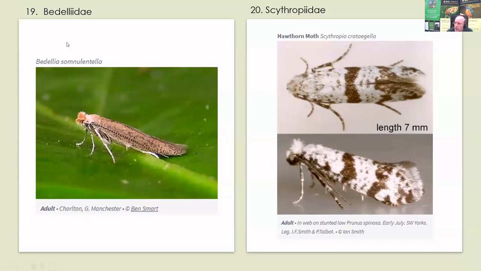Two more quick families. Bedeliidae, there's only the one species, Bedelia somnolentella. It's a long and brown and thin, fairly distinctive species, and the larvae feed on bindweed and are readily identified from the larvae. And the hawthorn moth, Scythropia cratagella, is another one that you will catch regularly in moth traps, particularly if you've got hawthorn nearby, and it's a quite distinctive grey moth. So white and grey, quite distinctive. So that's two more quite small families.